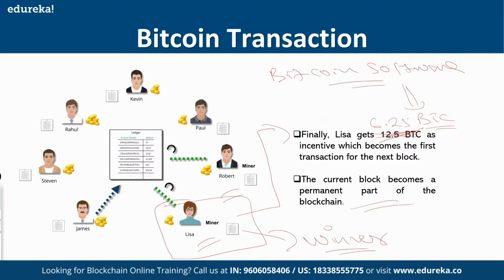And then finally you know that the current block will automatically fall inside the blockchain. Your transaction will be confirmed and it will be called a permanent blockchain, because it is present inside the blockchain. So that's how you can see that if there is any winner, then definitely they will be getting some benefit from the Bitcoin software. Along with that, that miner is also responsible for creating the block inside the blockchain.